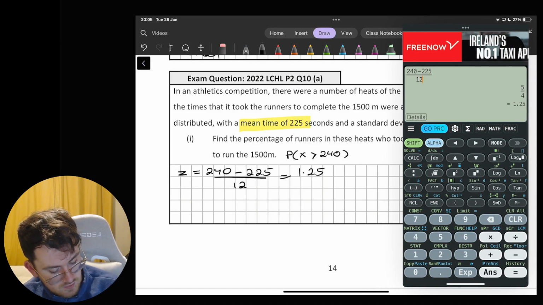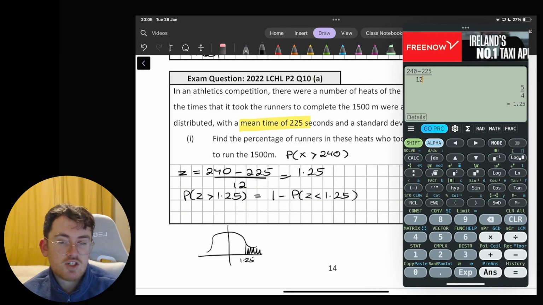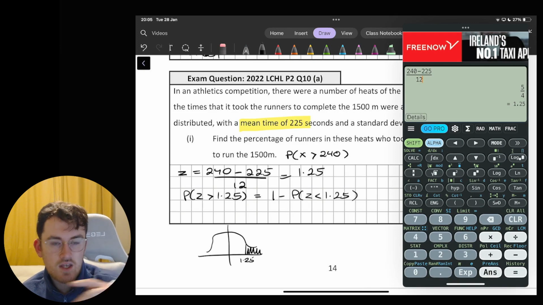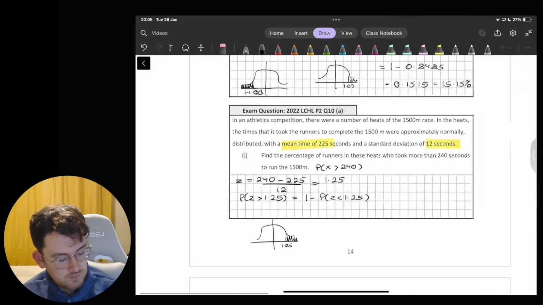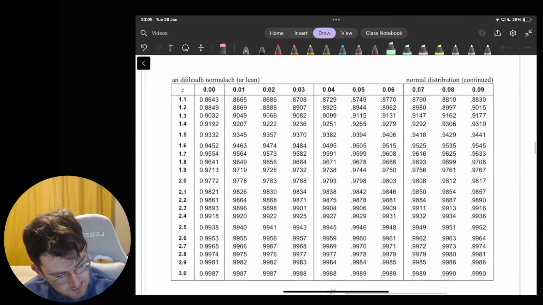So 1.25, we want the probability that you're greater than 1.25, which is 1 minus the probability that you're less than 1.25. Okay, and all of that really, again, just coming from my curve here. So I want this black section up the top, which is 1 minus all the section that I have in white there.